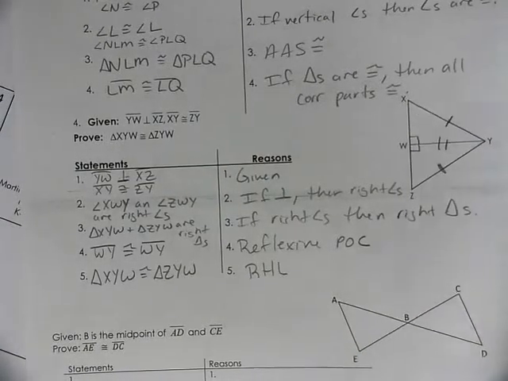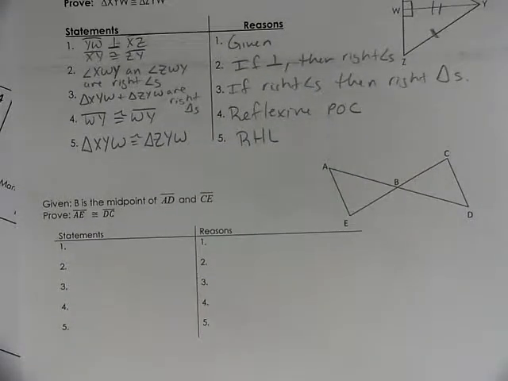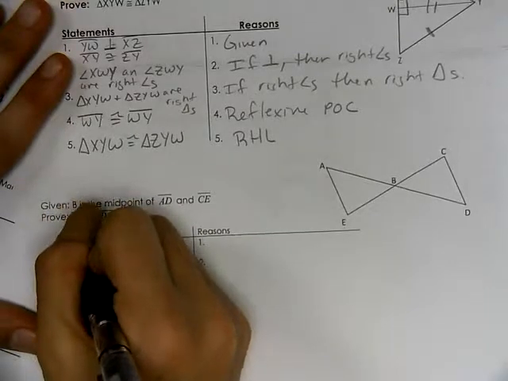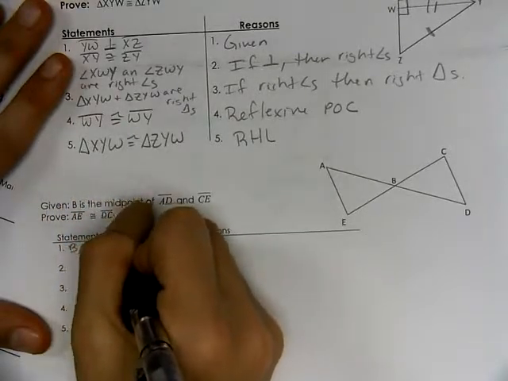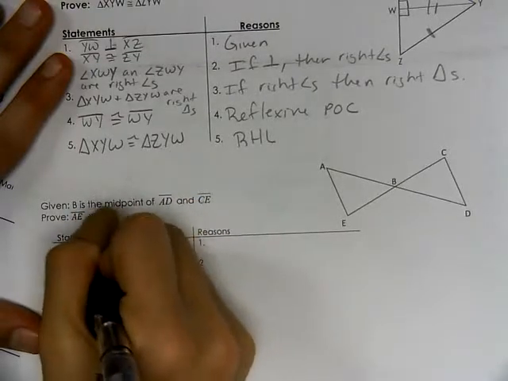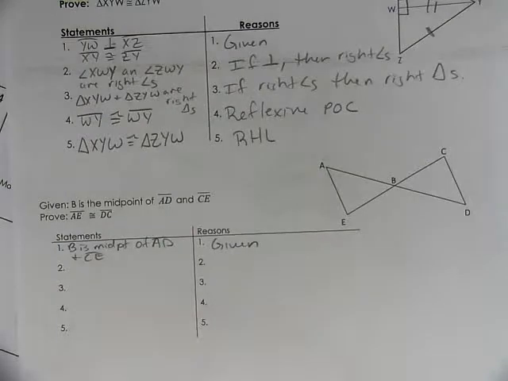Okay, last one. I'm going to let you do the other one on your own. The other thing that we used a lot in Unit 4 was midpoint. I tried to give you everything that we did. We used vertical angles a lot. We used reflexive a lot. Right angles a lot. So now we're going to use midpoint. B is the midpoint of AD and CE. Sorry, you've got to write kind of small. Should have given you more room.